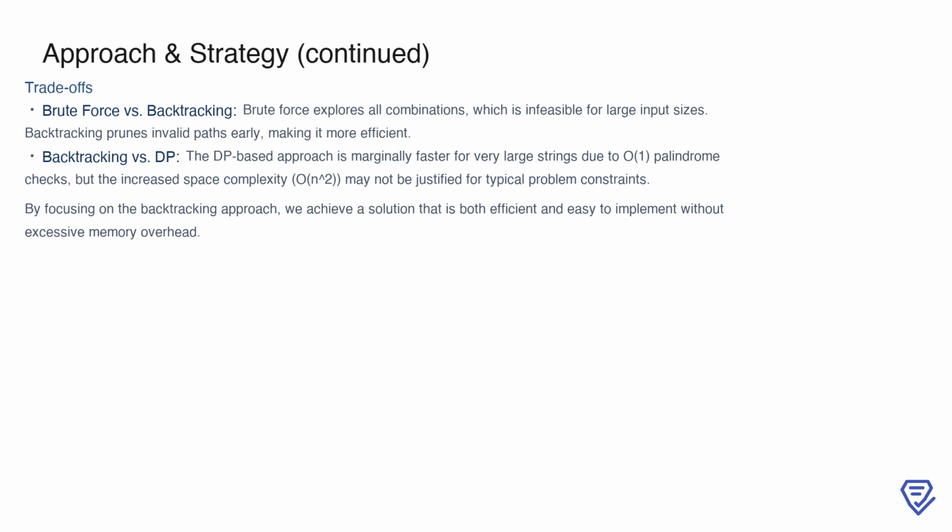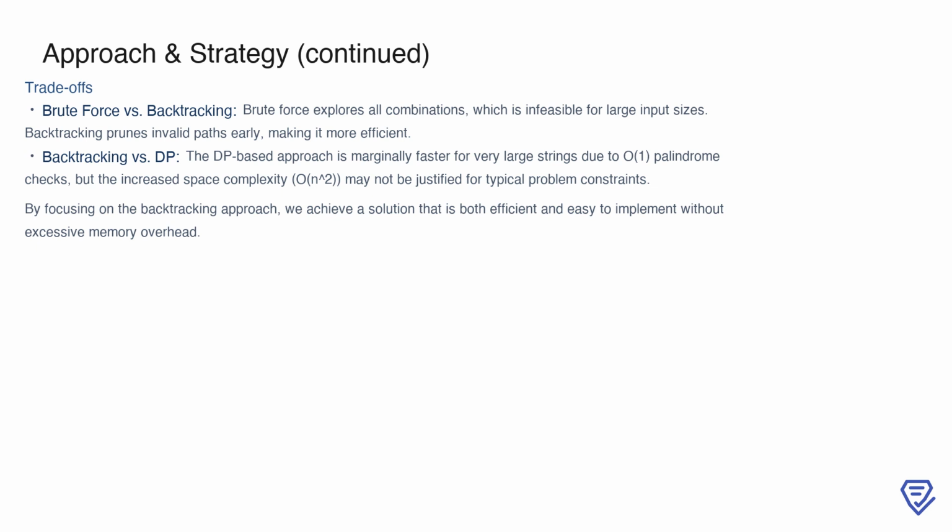The brute force approach, while conceptually simple, is computationally infeasible for large inputs due to its exponential growth in the number of partitions. In contrast, backtracking improves efficiency by pruning invalid paths early, exploring only partitions that have potential to be valid. The dynamic programming approach offers even faster palindrome validation with O(1) checks during backtracking, but this comes at the cost of additional space complexity, which grows quadratically with the length of the string.